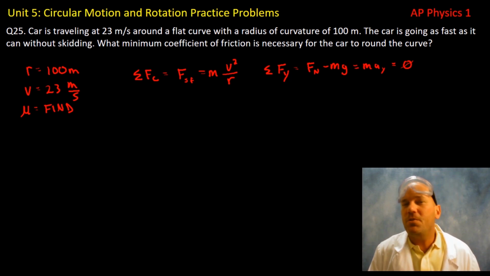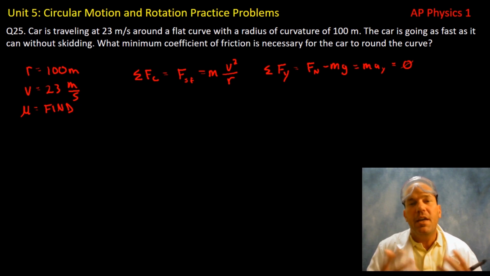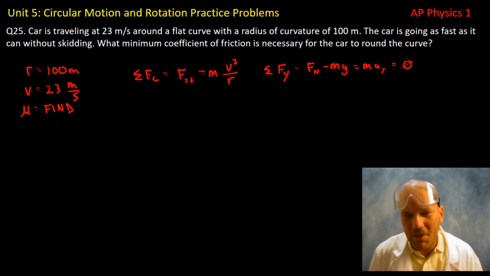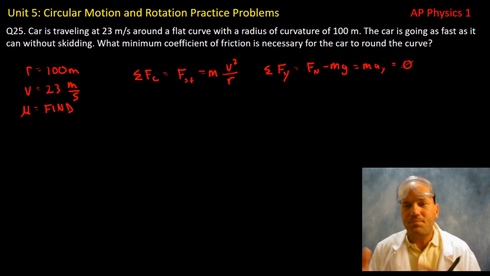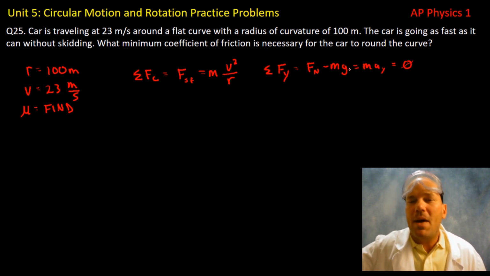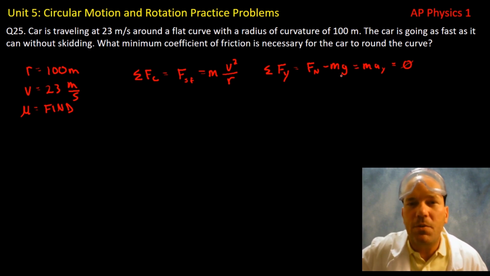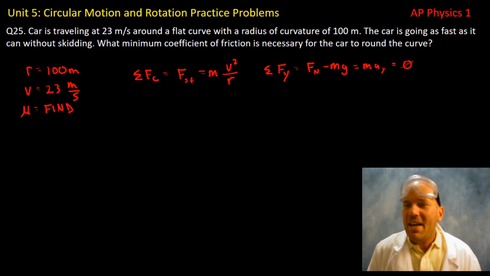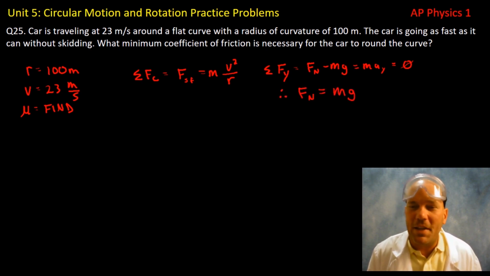All right. So centripetally, we have the force of static friction, and that is equal to the tangential velocity squared divided by radius, that quantity multiplied by the mass, which we don't have. Let's move on vertically. We have force normal minus the force of gravity is equal to mass times the acceleration vertically. However, the object is not accelerating vertically. Therefore, we know force normal is equal in magnitude, opposite in direction to the force of gravity. That's something that we've seen over and over again, and it has proved to be very important in this course.